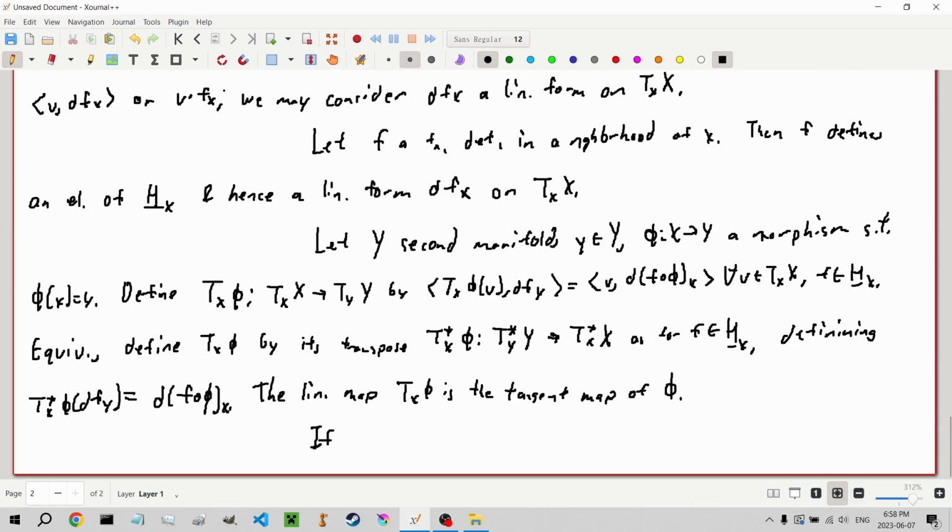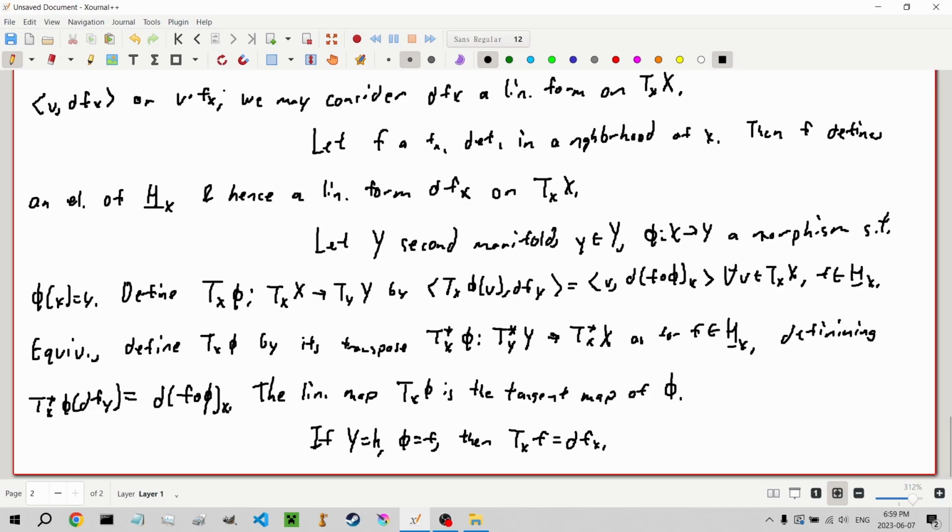In the special case where Y is our base field and phi is a function f, then the tangent at x of f is actually equal to the differential at x.